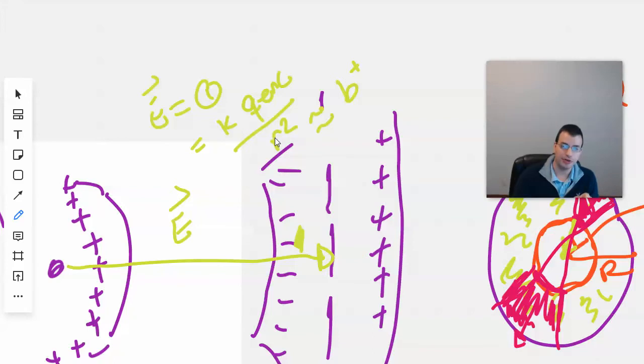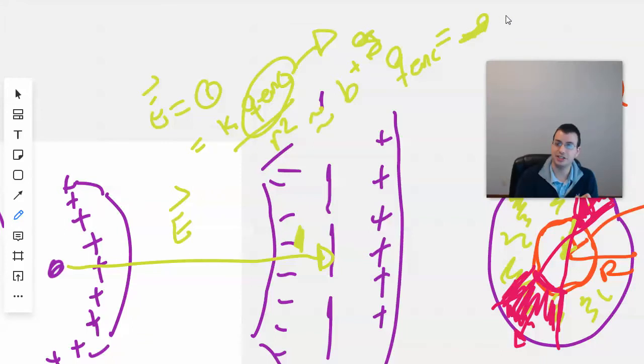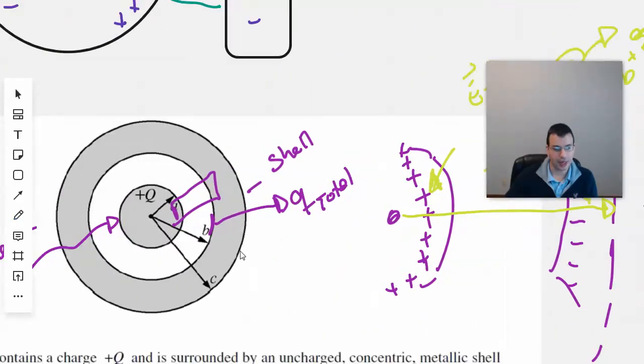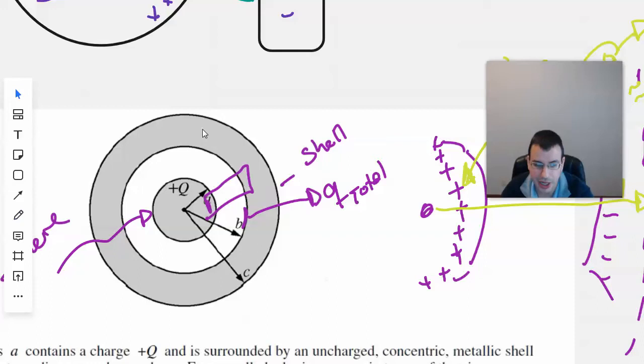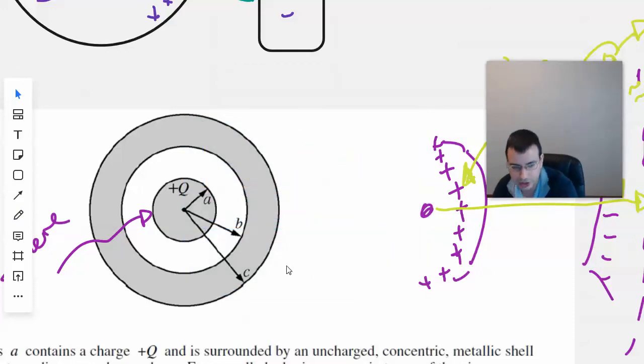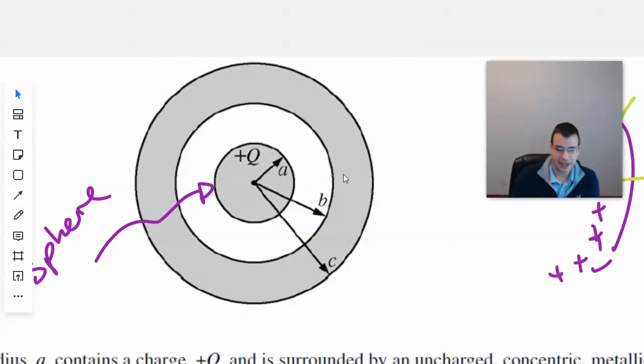So for this to work, we know K is positive, we know R is positive. This is going to tell us that Q enclosed has to equal 0. We know that Q enclosed includes the positive charges from the sphere. So the negative charges here have to be negative Q. So that's a lot of words to say something that was probably fairly intuitive.